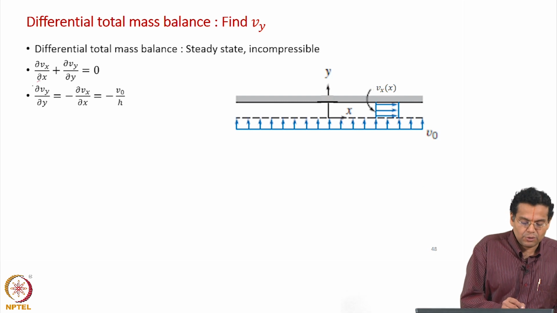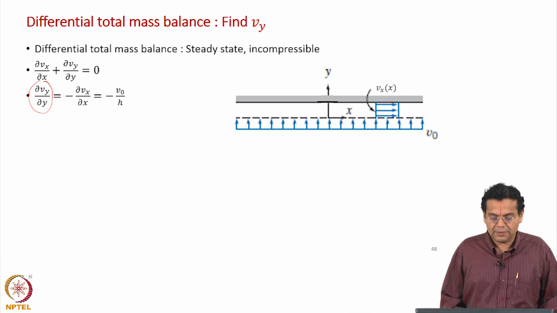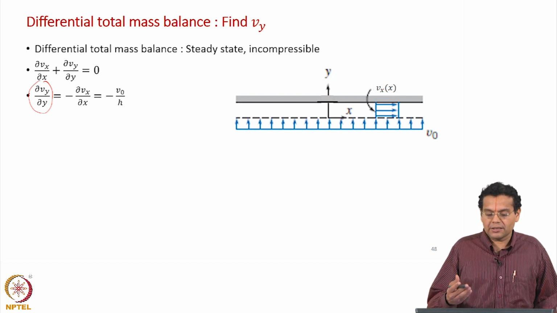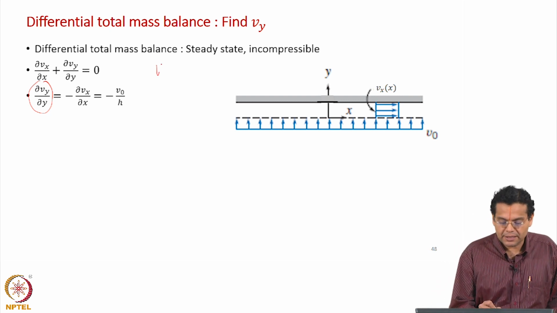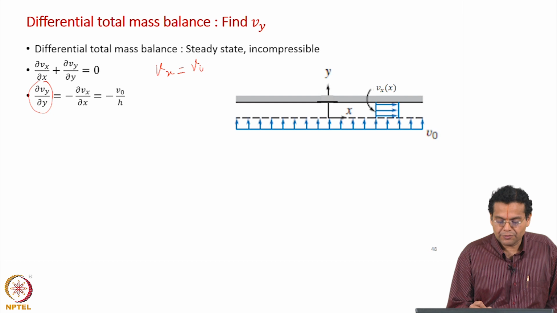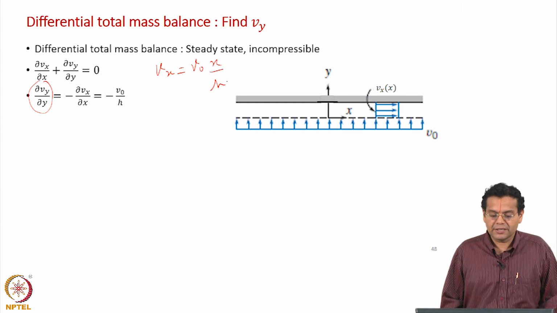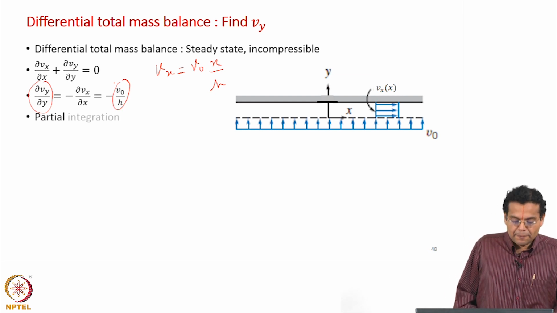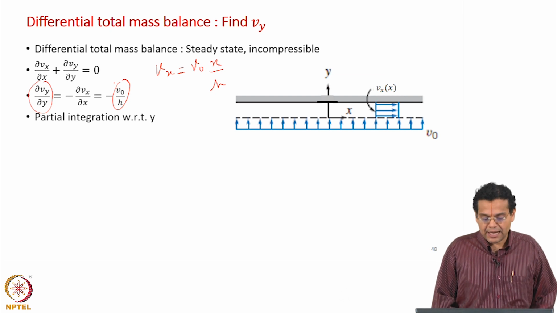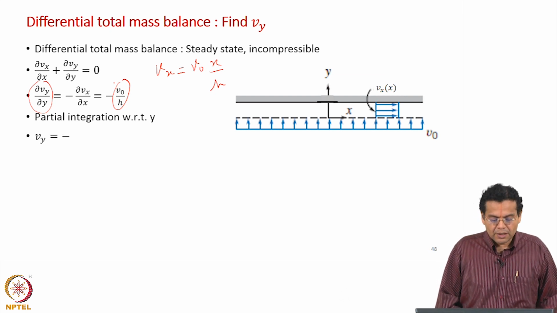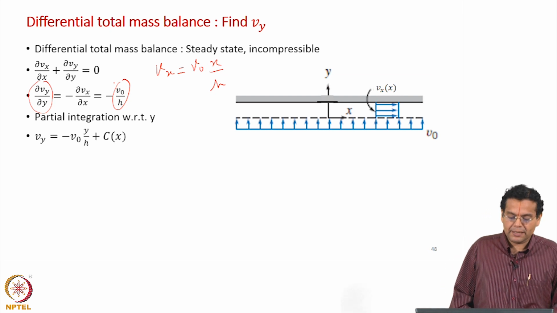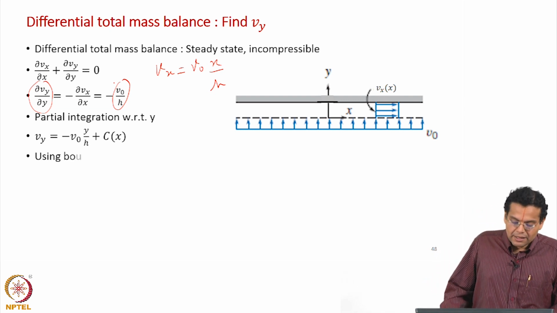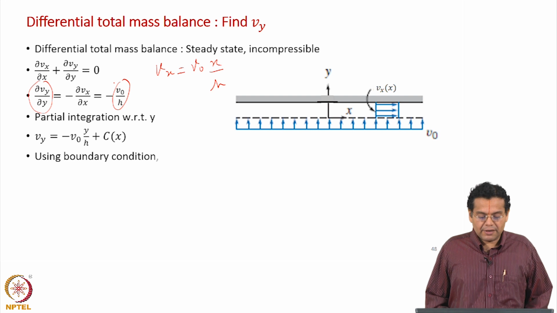So, we write dou v y by dou y is equal to minus dou v x by dou x, and we have seen the velocity profile v x as v naught x by h. You differentiate that, and with respect to x we get v naught by h. Now, partial integration with respect to y as we have done earlier. So, v y is minus v naught y by h plus a constant, which once again can be a function of x, and using the boundary condition we evaluate the constant c.